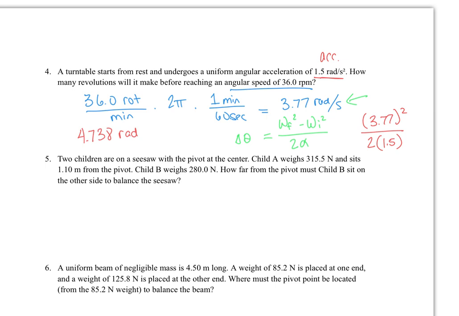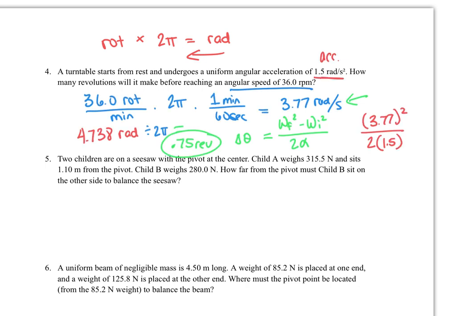How many rotations? Well, if I take rotations and multiply by 2 pi to get radians, how do I go back the other way? What am I going to do? Divide by 2 pi. So take him, divide by 2 pi to get him back to where you want him. And you're going to get 0.75 revolutions.